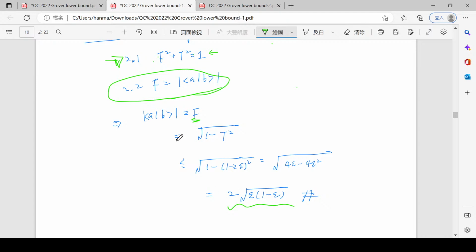We try to go the other way, so we start with the fidelity, then we write it in terms of trace distance, and then in terms of this epsilon. Okay, so this is quite a long review of the lower bound we did. Any questions?